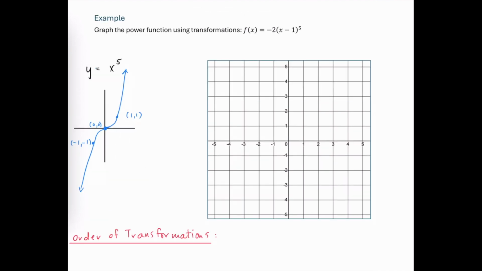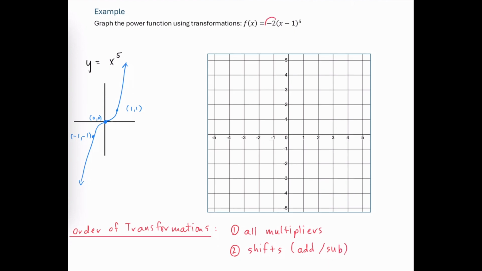As a reminder, the order that we want to perform these transformations in is that we want to apply all multipliers first, which are the stretches and compresses and reflections. And then after we do that, we can do the shifting up, down, left, and right. And the shifts happen when we add or subtract values. So this -2 multiplier needs to be applied first.